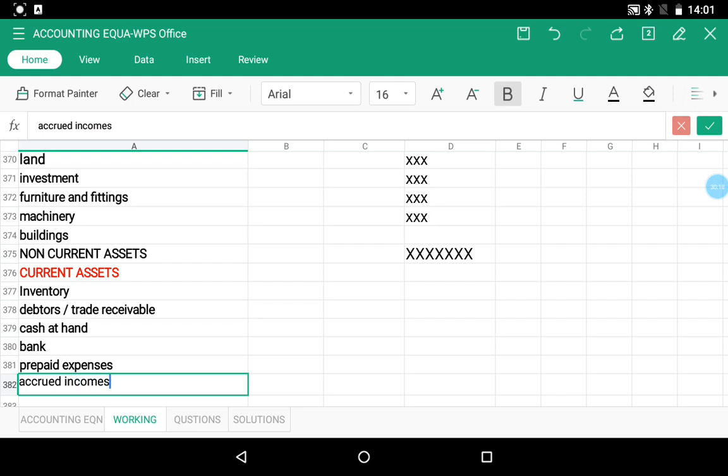Accrued income. These are incomes that you expect to receive. Hey, you did your work, but they have not paid you. Or someone promised you rent. Your tenant said he is going to pay you. So anytime you are expecting to receive that income, you come and record it under current assets.